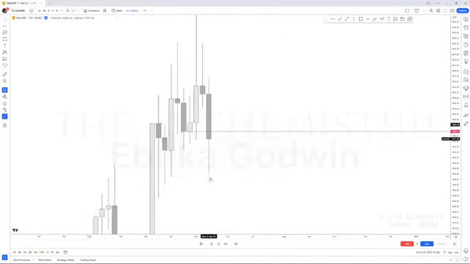First of all, it was a support. Now it is broken, so we could expect it to act as a resistance. If you place direct trades on the higher time frame levels, you might have to suffer from a little bit of drawdown. So the best thing to do is mark out the higher time frame level, go into the lower time frames, and then try refining it into those lower time frame levels.